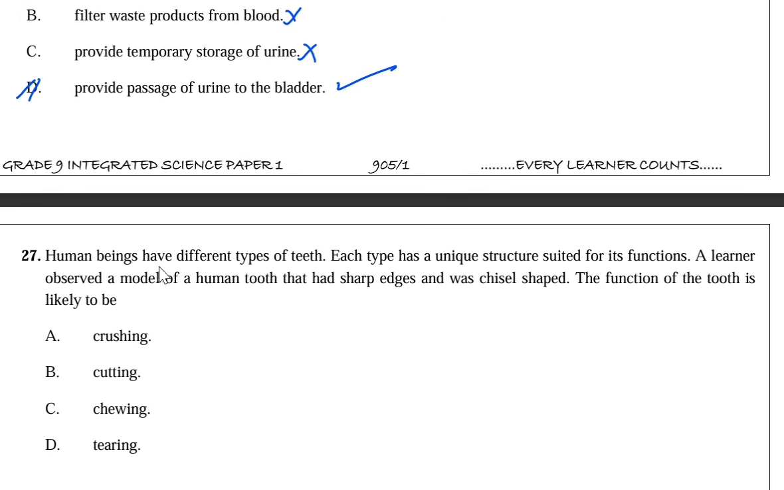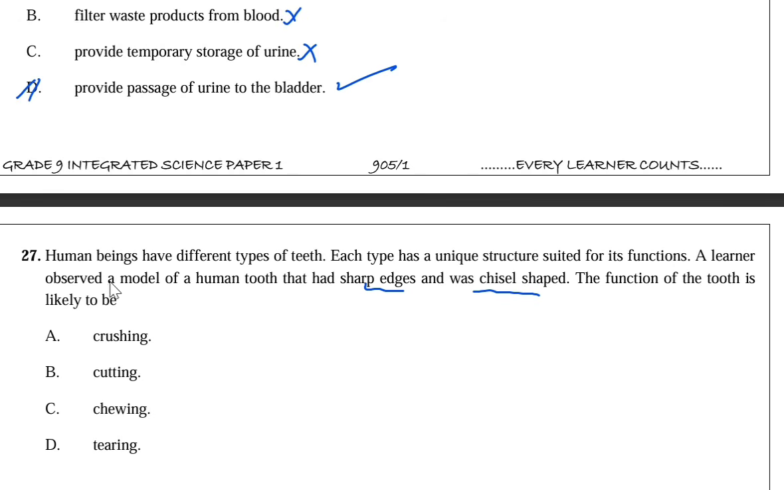Human beings have different types of teeth. Each type has a unique structure suited for its function. A learner observed a model of a human tooth that had sharp edges and was chisel shaped. The function of the tooth is likely to be, so from this description, when you hear chisel shaped, then this description fits an incisor. Know that the function of the incisor is for cutting and biting.